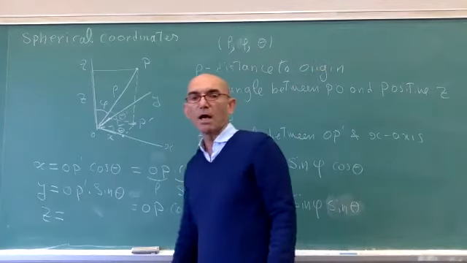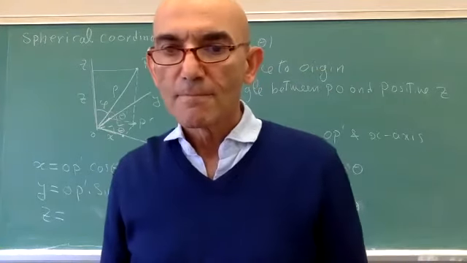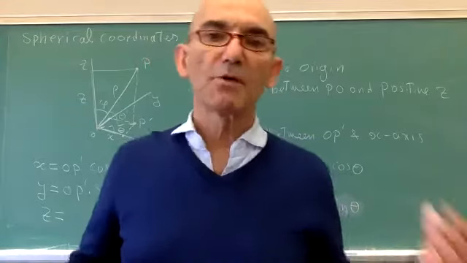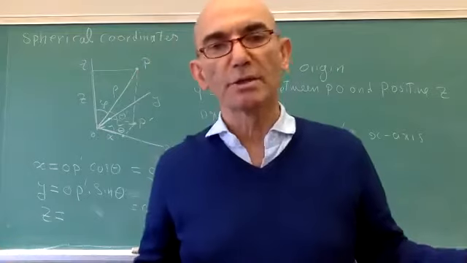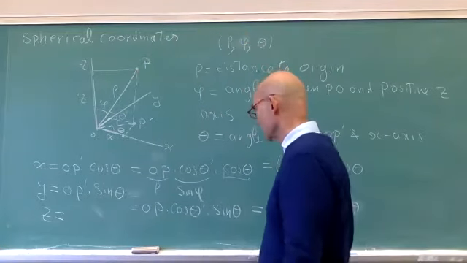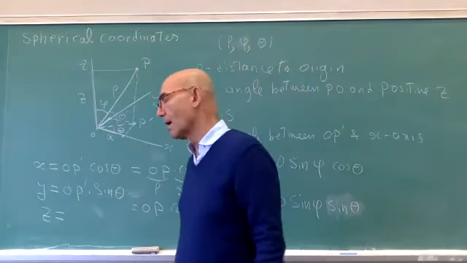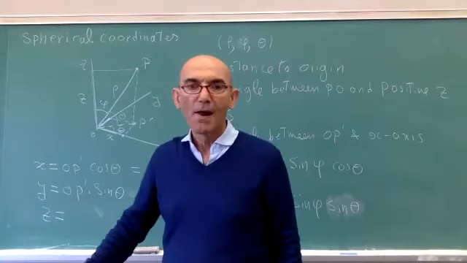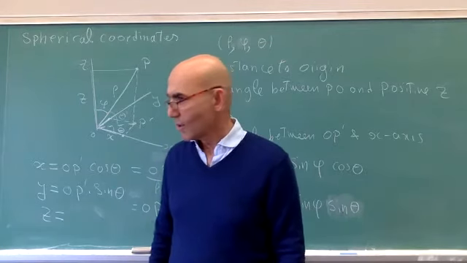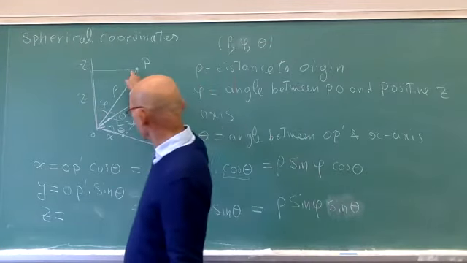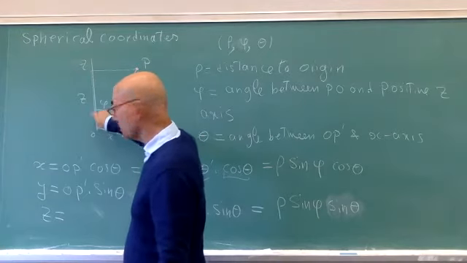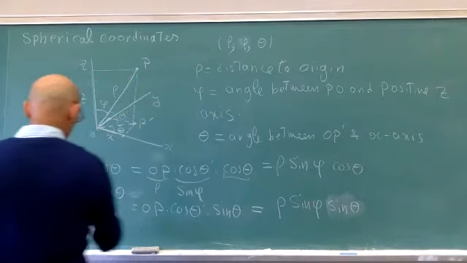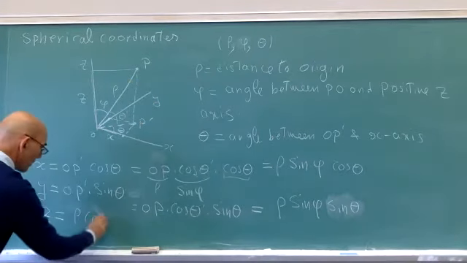Now, what about Z? How can I write Z in terms of rho, theta, and phi? Well, you see, Z is equal to rho times cosine of phi. That's it. You're using the same idea, right? Z is equal to rho cosine of phi.